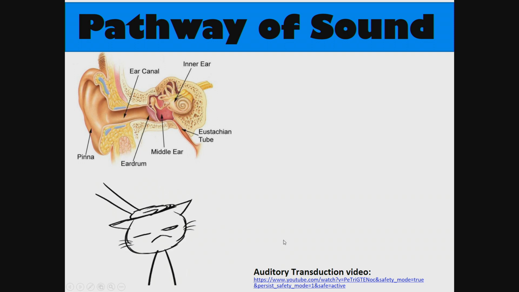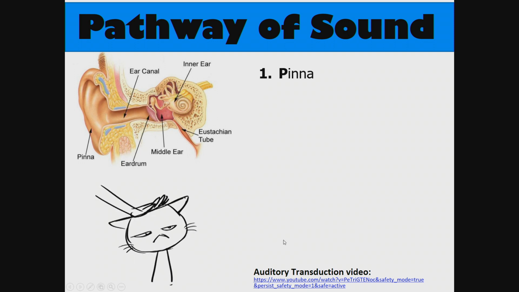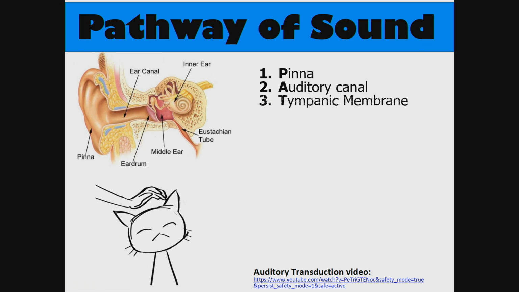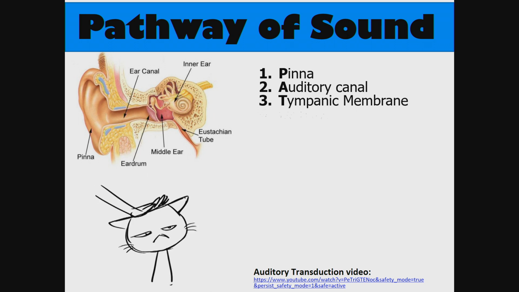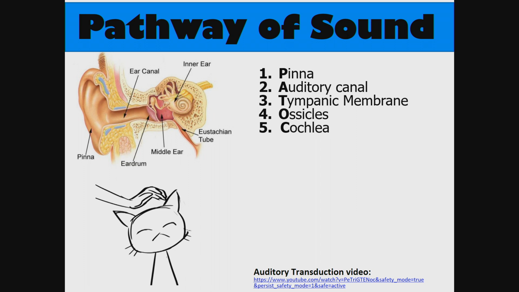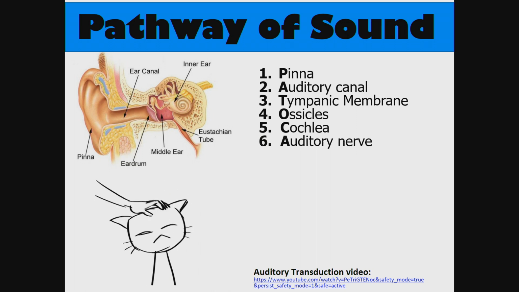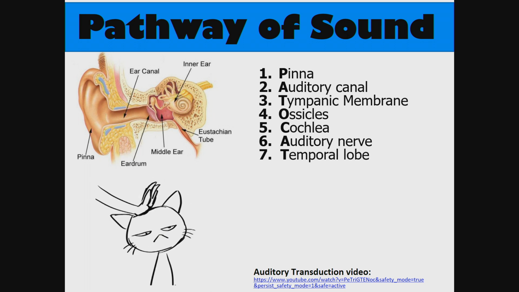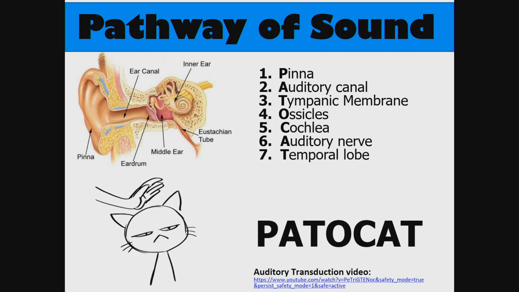Pathway of sound through the ear travels from the pinna through the auditory canal, causes the tympanic membrane or tympanum to vibrate, which then sends vibrations through the ossicles to the cochlea, and then through the auditory nerve to the temporal lobe. And this spells pat-o-cat.